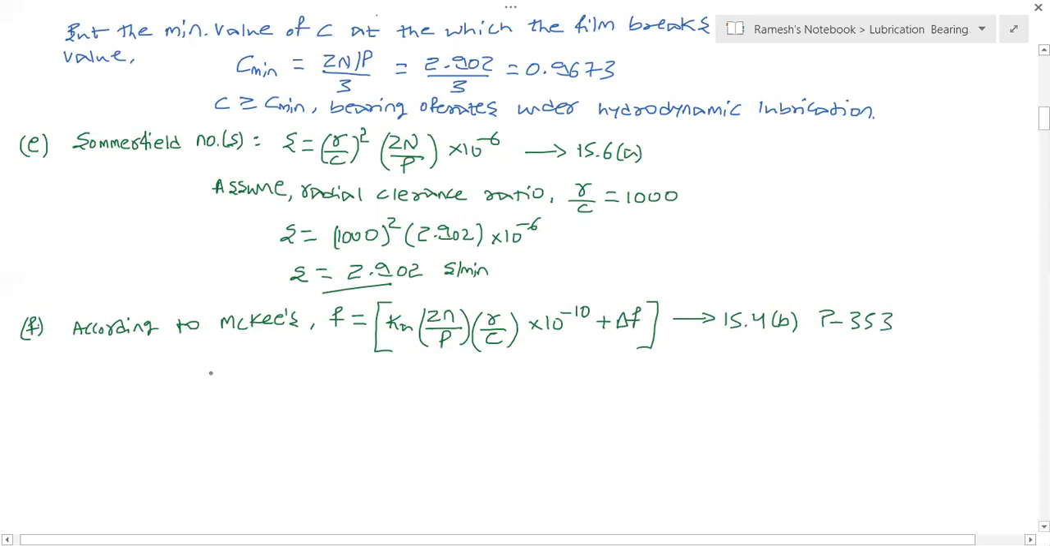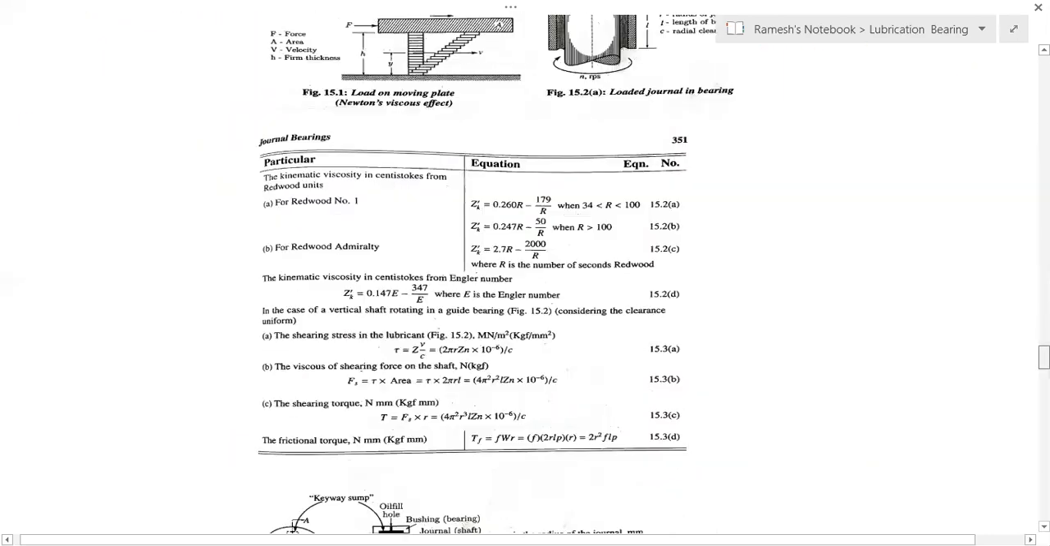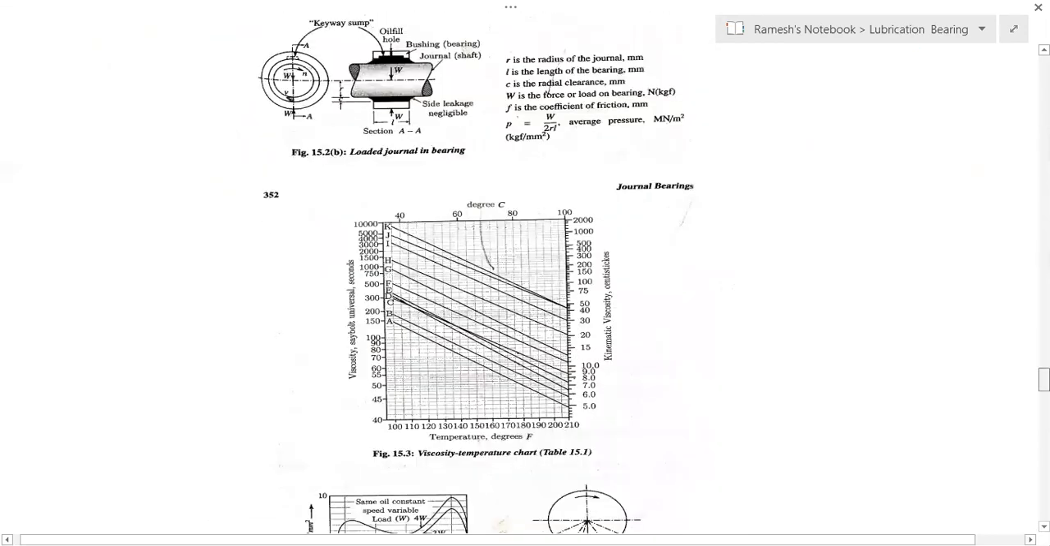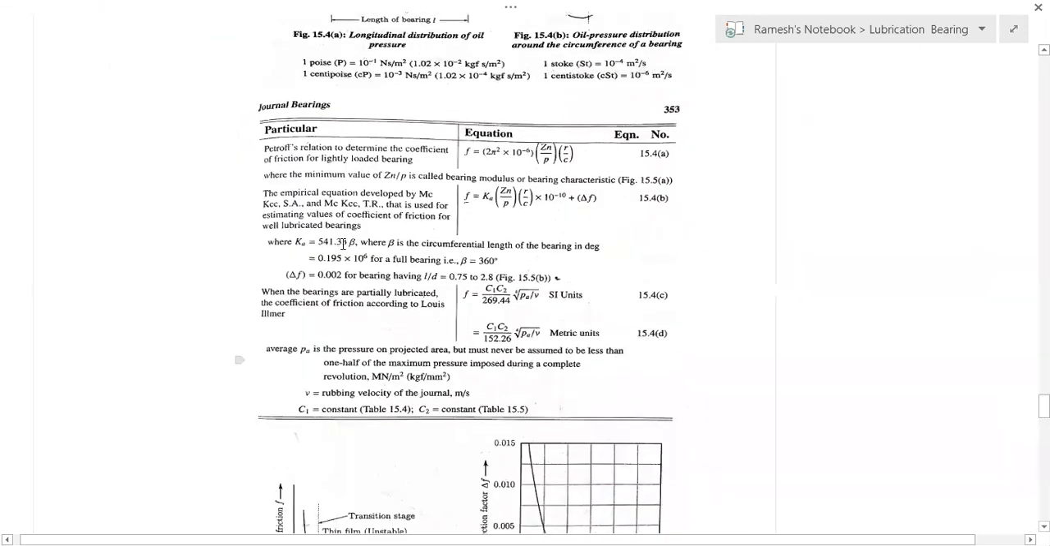Whatever this delta f is, it is nothing but the correction factor for the bearing. If you see that equation, yes, this is Mackay's equation to find the coefficient of friction. This is the equation I have taken, 15.4b. In this, delta f is the correction factor for the bearing.